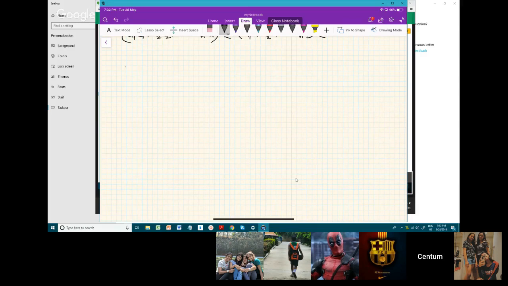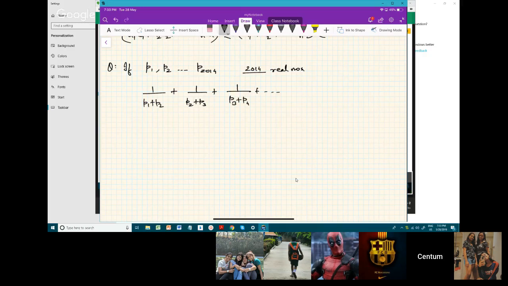So the question is this: if P1, P2, up to P2014, so you can guess this is a question of 2014, be an arbitrary arrangement. Okay, so they are 2014 real numbers. Prove the inequality: 1 by (P1 plus P2) plus 1 by (P2 plus P3) plus 1 by (P3 plus P4), so on and so forth, plus 1 upon (P2013 plus P2014), and this is greater than or equal to 2013 by 2016. So this is a perfect RMO question, 2013.